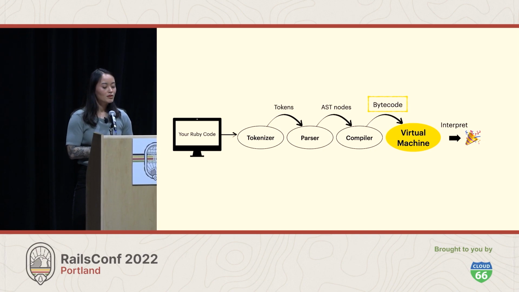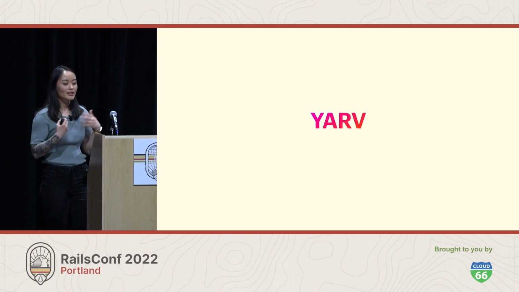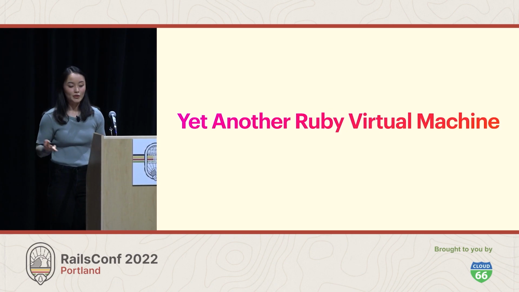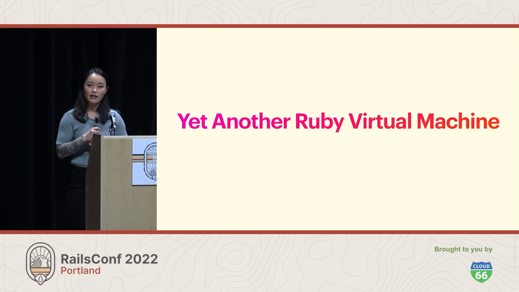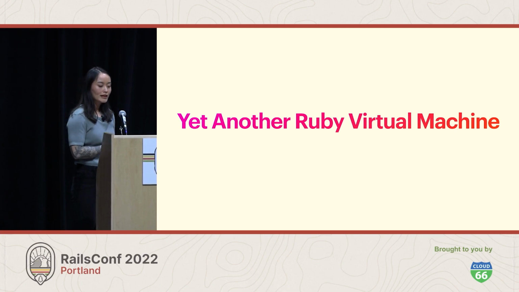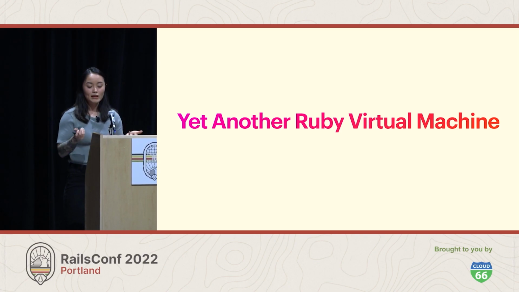All right, so let's dive into the VM a bit. If you work on Rails or Ruby, you probably have heard of YARV. It stands for yet another Ruby virtual machine. So YARV is the name for the Ruby VM. And historically, there were many virtual machines created for Ruby, and YARV was the one that just made the cut. And it was created by Koichi Sasada and was merged back in 2007, the same time the compiler was merged.